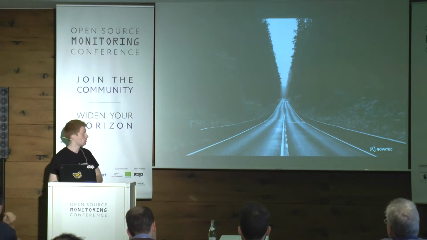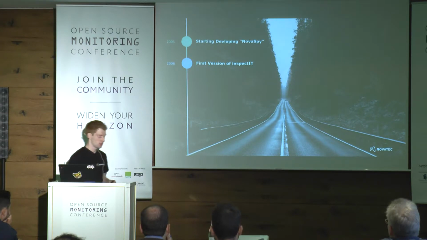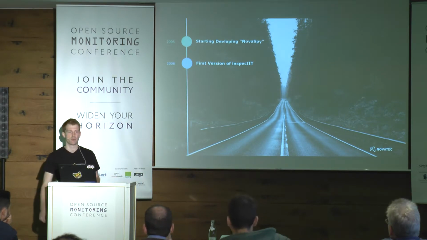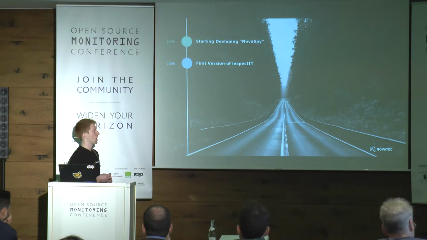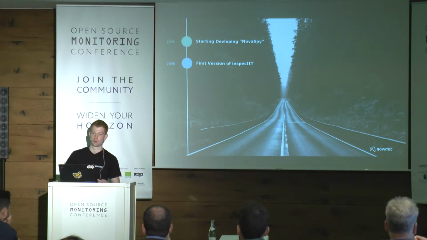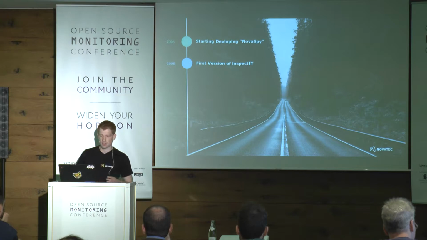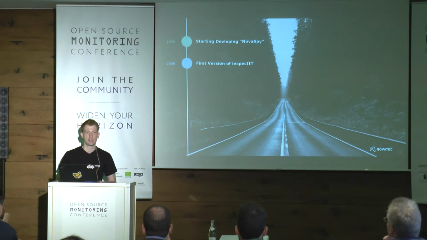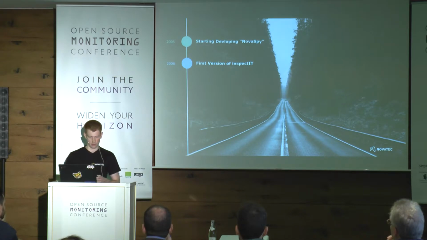So the whole story started back then in 2005. Novatec started to develop NovaSpy. But NovaSpy back then wasn't really an application performance management tool. It was more an alternative to a profiler, so also an agent-based solution, but more or less for developers to identify performance issues during the development process. Then in 2008, there was the first version of Inspectit, and the purpose and the scope somehow changed a bit, so it became more and more an APM tool, which you can also use during the runtime and so on.